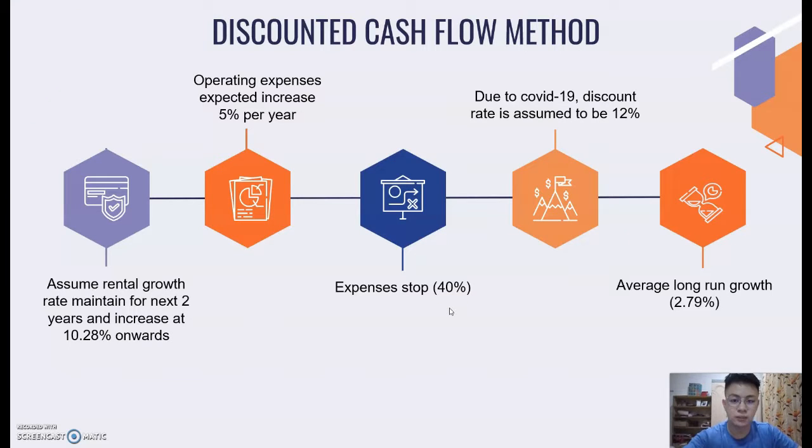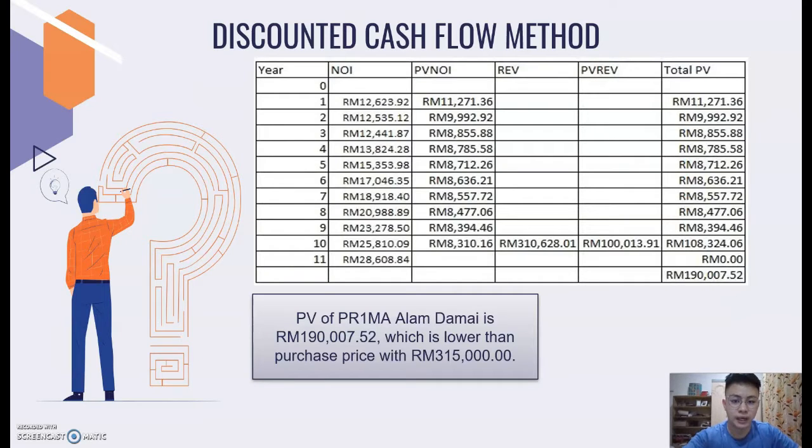For discounted cash flow method, we assume rental growth rate maintained for 2 years and increase at 10.28% onwards. Operating expenses are expected to increase 5% per year, and 40% of expenses stop. Due to COVID-19, we set the discount rate higher at 12% and the average long run growth of 2.79%. Finally, we get a present value of Alam Damai of RM190K, which is lower than the purchase price of RM350K. That's all from me.